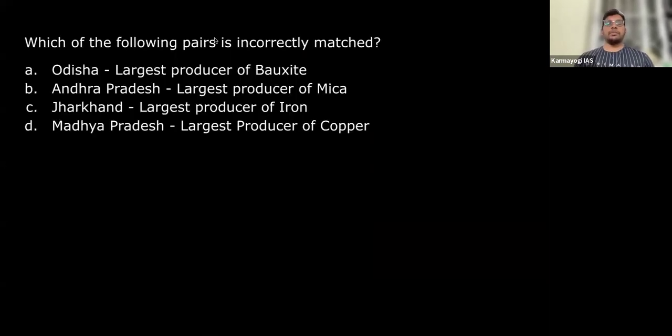Next one, which of the following pairs is incorrectly matched? They are saying Odisha, largest producer of bauxite. Andhra Pradesh, largest producer of mica. Jharkhand, largest producer of iron. Madhya Pradesh, largest producer of copper. So here Odisha is the largest producer of bauxite. That is correct. Andhra Pradesh, we have mica, largest production in Gudur and Nellore region. This is also correct. Jharkhand, largest producer of iron. Wrong. Odisha is the largest producer of iron. So the answer is C here. And Madhya Pradesh is the largest producer of copper.